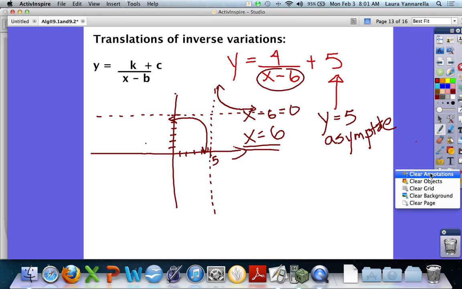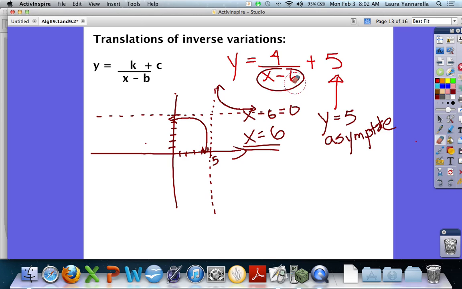Alrighty, so let me clean this up a little bit. So what we have is a translation of an inverse variation looks like y equals k divided by x minus b plus c. All right, so let me put some real numbers in there. If I let 4 be k and 6 be b and 5 be c, this tells us some interesting things about the graph. It's no longer going to be centered about the origin. It's going to move away from the origin. And what it does is it moves up 5 units. So you can see I went up 1, 2, 3, 4, 5 units, and I drew an asymptote. It's a horizontal asymptote through the line y equals 5.